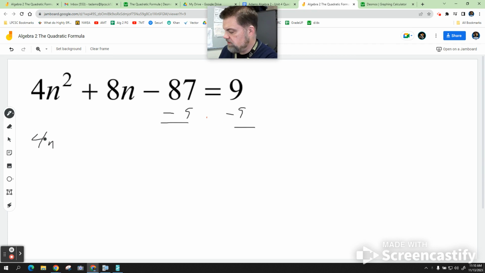I was sitting at an angle, and now my tablet's being weird. Plus 8n.